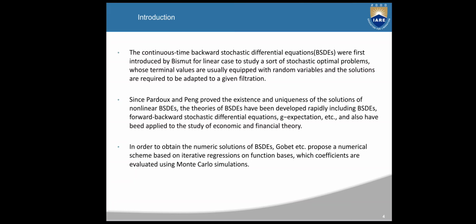Introduction. The continuous time backward stochastic differential equation was first introduced by Bismut for the linear case to study a sort of stochastic optimal problems whose terminal values are usually equipped with random variables and the solutions are required to be adapted to a given filtration.